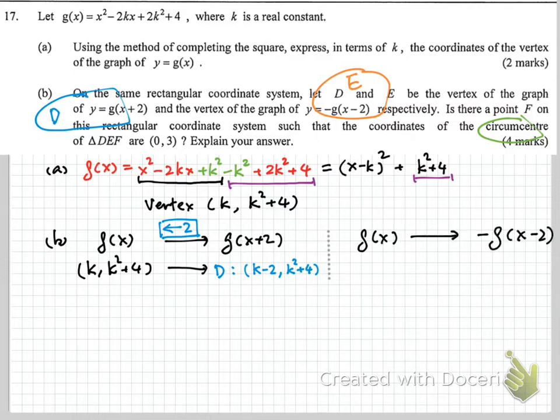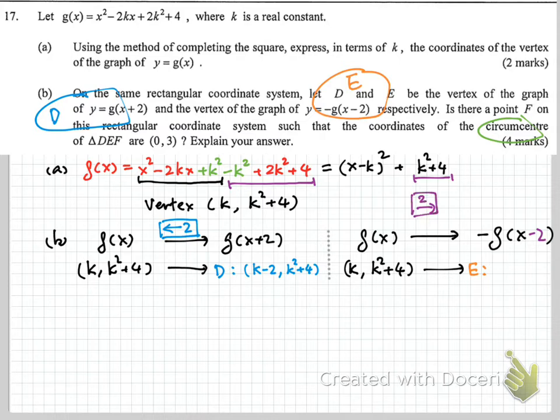Likewise, if you go from g(x) to negative g(x minus 2), what was the transformation involved? What used to be k and k squared plus 4, where does it end up? What is the corresponding point E? We know when you go from g(x) to g(x minus 2), there is a minus 2 here. The minus 2 corresponds to moving to the right by 2 units.